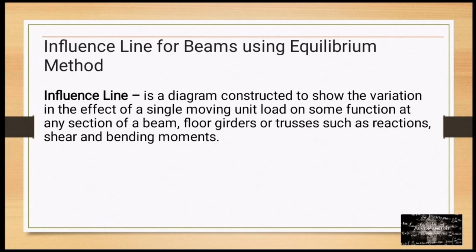Now let us define influence line. Influence line is a diagram constructed to show the variation in the effect of a single moving unit load on some function at any section of a beam, floor girders or trusses, such as reaction, shear, and bending moments. Now, aside from shear and bending moment diagrams, the influence line is another method for determining maximum reactions, maximum shear, and maximum bending moments at a specified point.